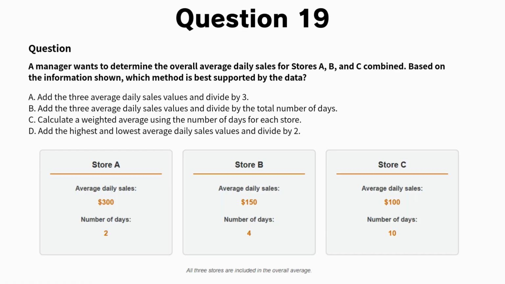Question 19. A manager wants to determine the overall average daily sales for stores A, B, and C combined. Based on the information shown, which method is best supported by the data? A. Add the 3 average daily sales values and divide by 3. B. Add the 3 average daily sales values and divide by the total number of days. C. Calculate a weighted average using the number of days for each store. D. Add the highest and lowest average daily sales values and divide by 2.